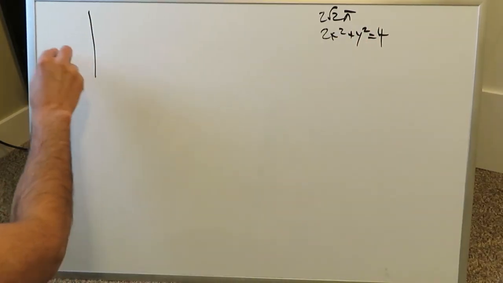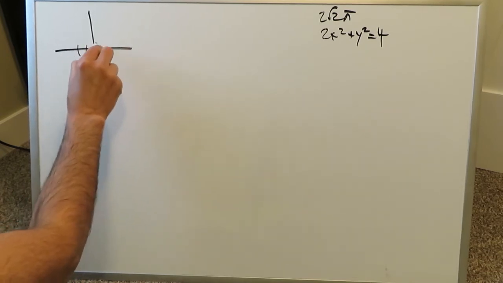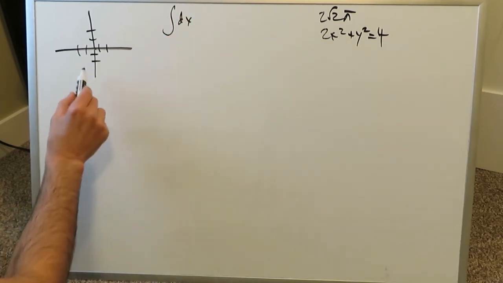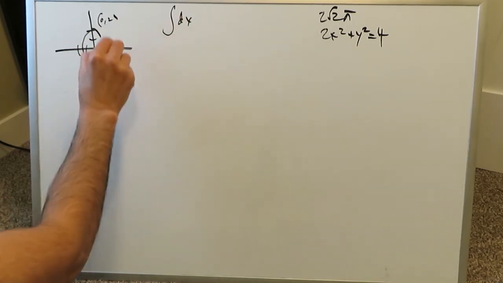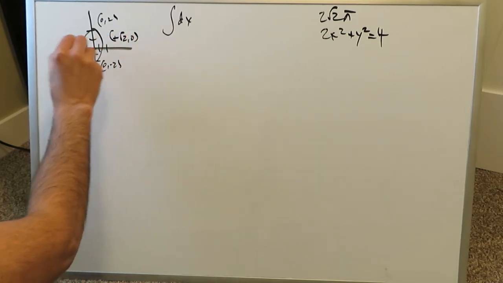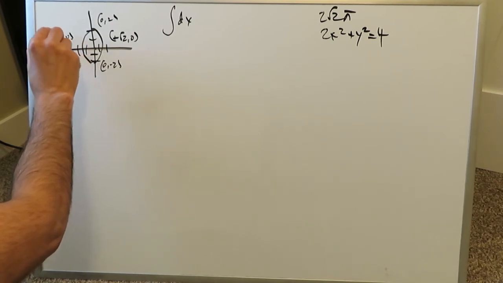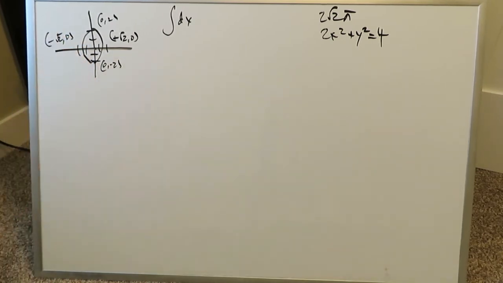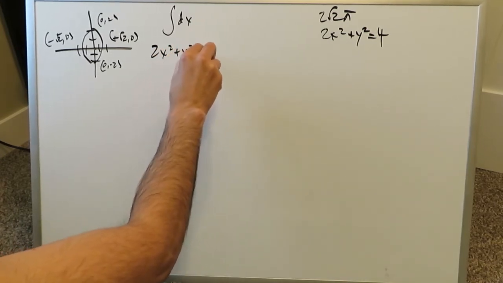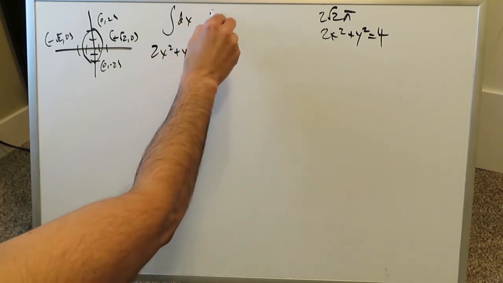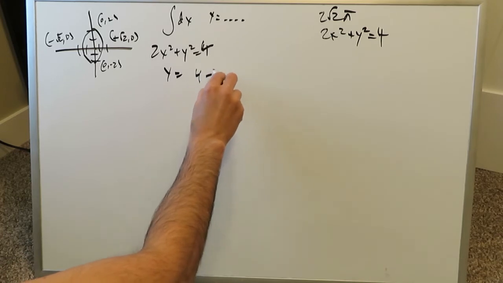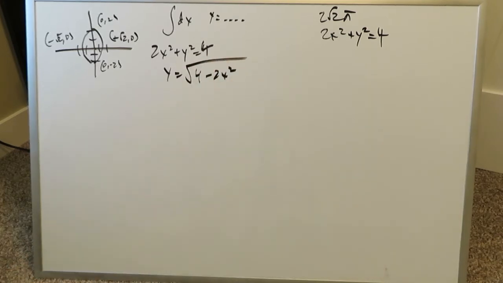So let's look at this ellipse. We're only looking at integration with regards to dx first. We know that the ellipse looks like this: 0, comma 2, 0, comma minus 2, and then plus root 2, comma 0 for the minor axis and minus root 2, comma 0 for the other corresponding minor axis endpoint. If we have the equation 2x squared plus y squared is equal to 4, and we want to do integration with respect to dx, we have to present our equation in the y equals format. So y is equal to the root of 4 minus 2x squared. And you know this is just algebra.